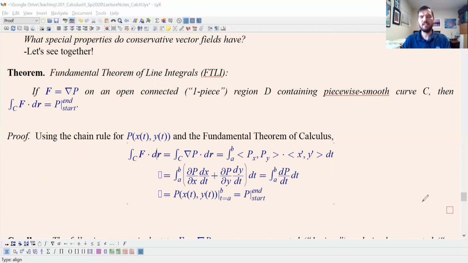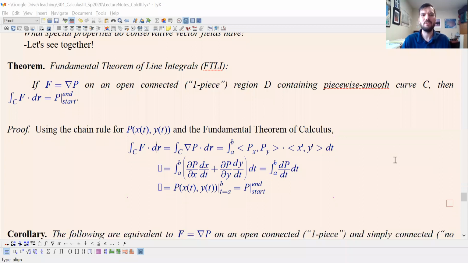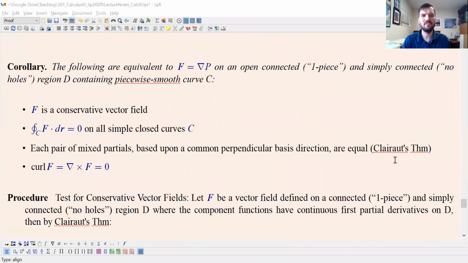Okay, so that is a very quick proof of one of the really fundamental theorems of this chapter, relying upon another fundamental theorem of Calc 1. So let's slide on down to see what we can do with this. Well, first, let's go over what it means.